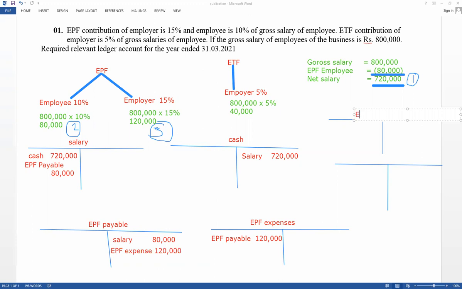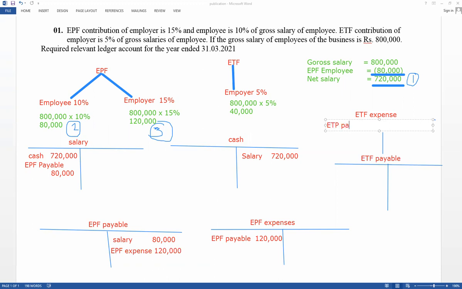It does not affect salary. Contribution of employer, another expense. Therefore, you have to prepare ETF expense accounts as well as ETF payable accounts. Think contribution of employee value equal 40,000. Expense account debit. Therefore, ETF expense account debit as ETF payable.